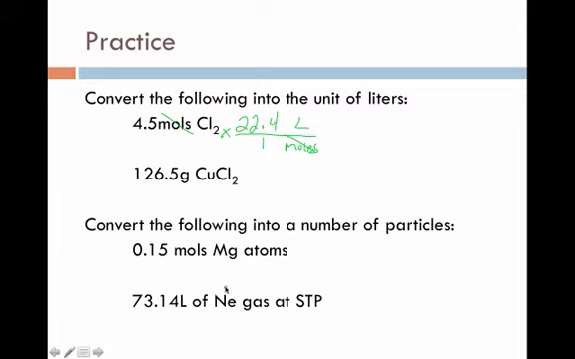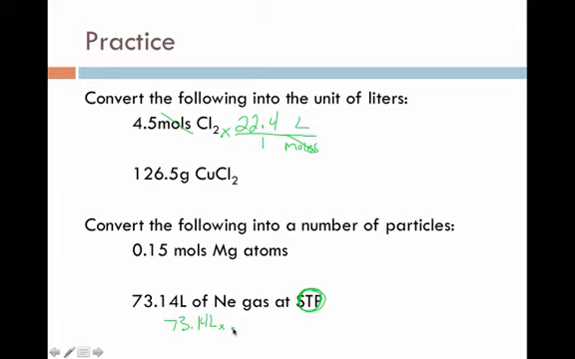Let's take a look at one of the problems at the bottom for a second. Again, now we want to get into number of particles. We'll try the second one here. 73.1 liters, 414 liters of neon gas at standard temperature and pressure. Again, this STP doesn't do a lot for you other than let you know we're probably going to be using that 22.4 liter conversion.